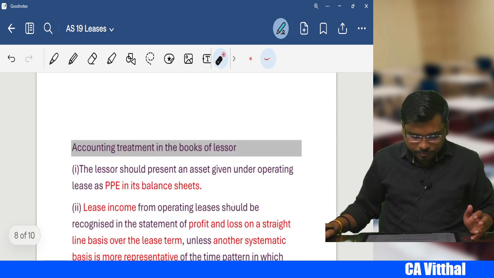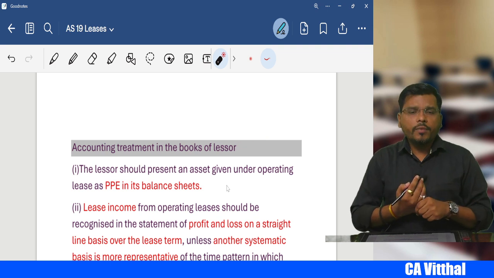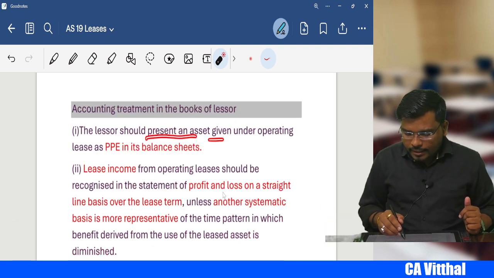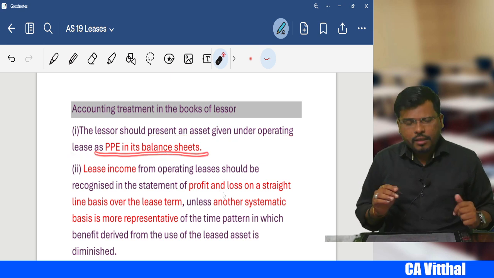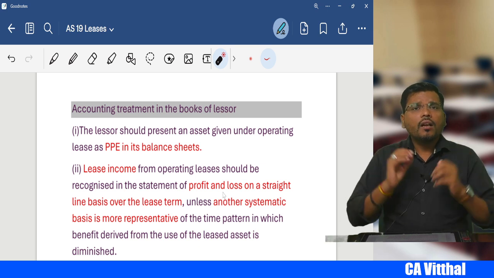Next, my dear student, accounting treatment in the books of lessor. What is the accounting treatment in the books of lessor? The lessor should present an asset given under the operating lease as PPE in the balance sheet, because in case of operating lease, it is an asset of the lessor.